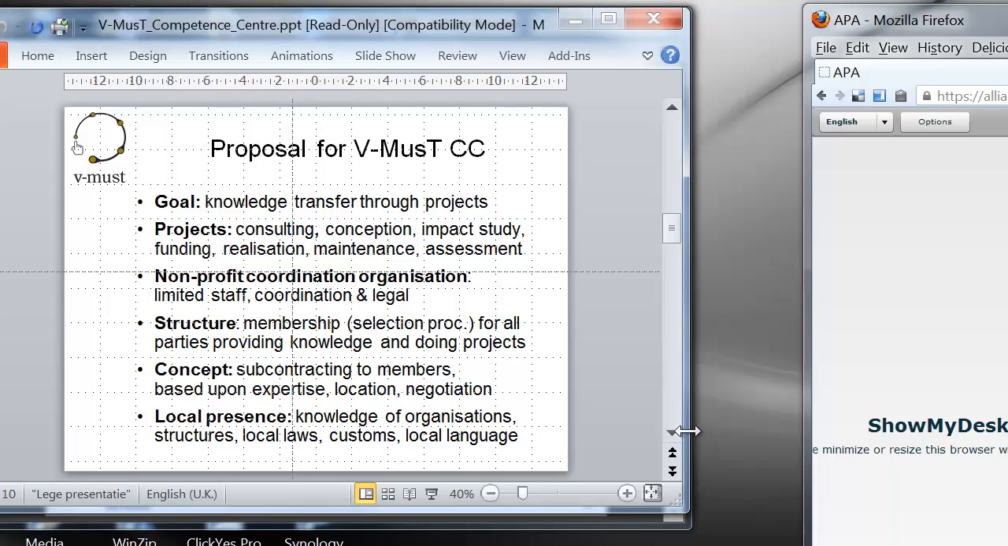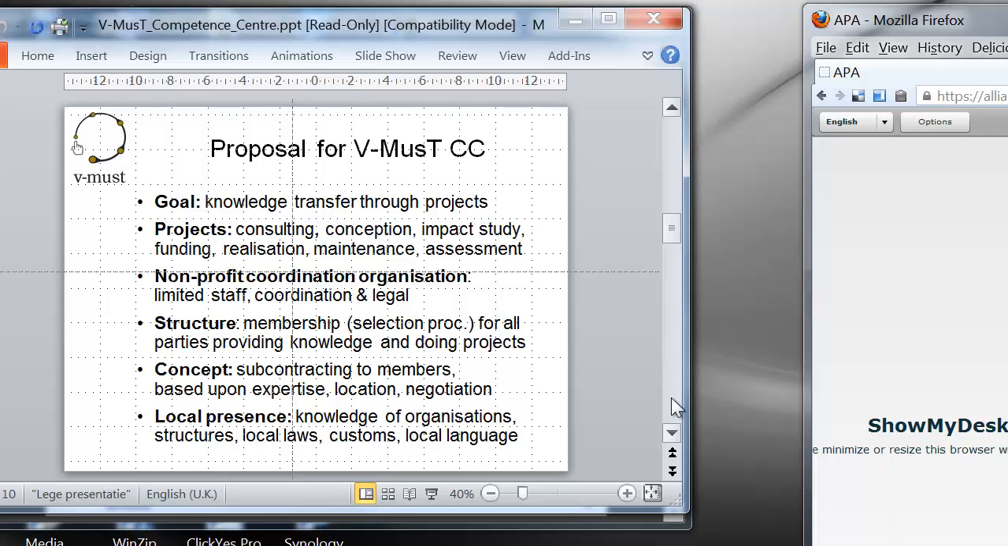The way we want to do that is very similar to what we already have heard before: a non-profit organization that has a kind of coordination role with very limited staff. We think of 3 to 4 people, and most of those people are working in a kind of coordination role, but also in a legal role. You will see immediately why, because we work with a lot of subcontractors. Yeah?